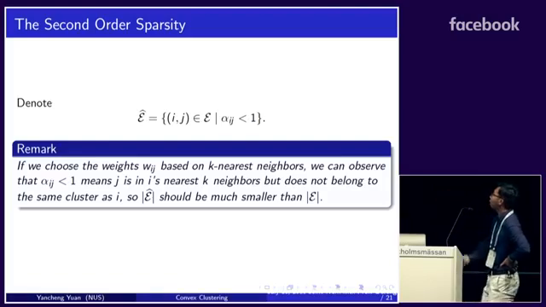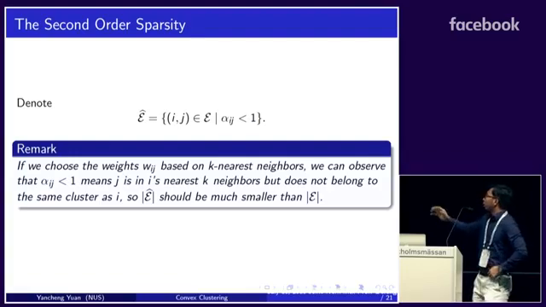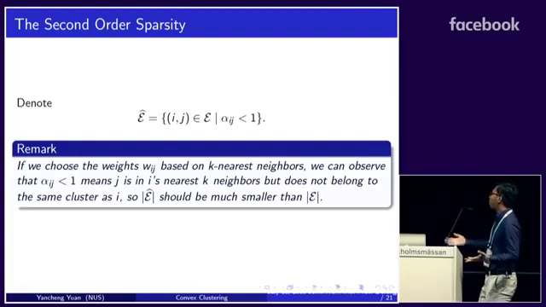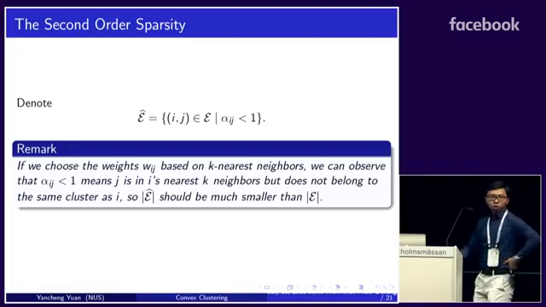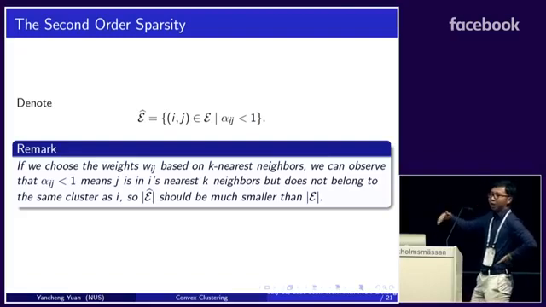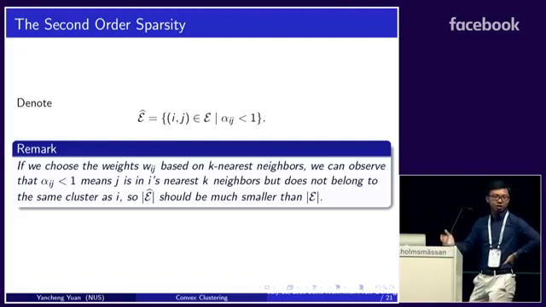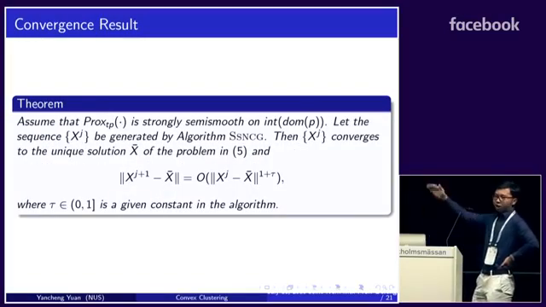If you choose the weight based on the k-nearest labels and you solve the problem, you get an optimizer. Then alpha ij less than 1 is equivalent to saying j is in i's nearest k labels but does not belong to the same cluster. So you can see that all those points should be near the boundary. And those points should not be very, very big. It's not scalable as much as the number of data points. That's why our algorithm is scalable. So this theorem just says the semi-smooth Newton method has a quadratic convergence rate.